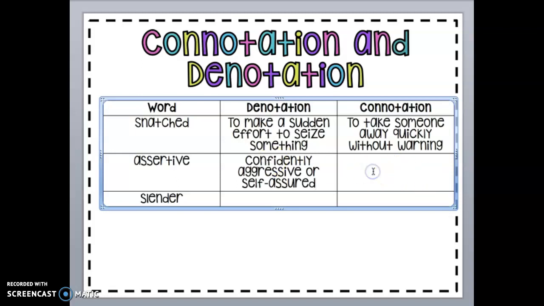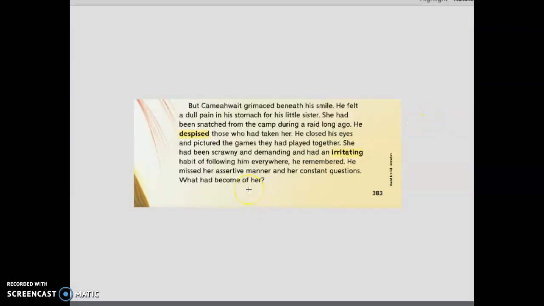Now, to figure out the connotation, remember, we need to head back to the text so we can look at the context that the sentence is used in to figure out the connotation, because we want that actual feeling that the word gives. So let's take a look at the text one more time and let's figure out the connotation. All right, here we go. And we're going to start right here. She had been scrawny and demanding and had an irritating habit of following him everywhere. He remembered. He missed her assertive manner and her constant questions. What had become of her?